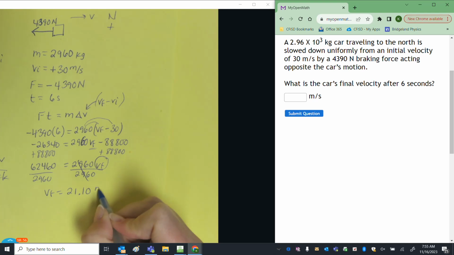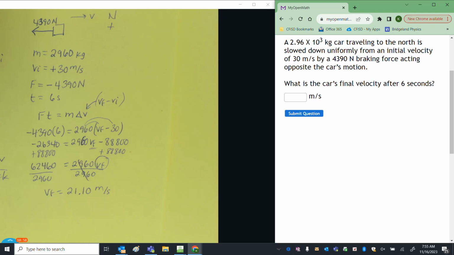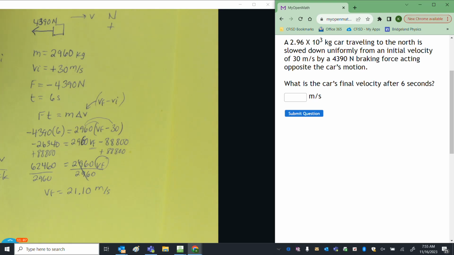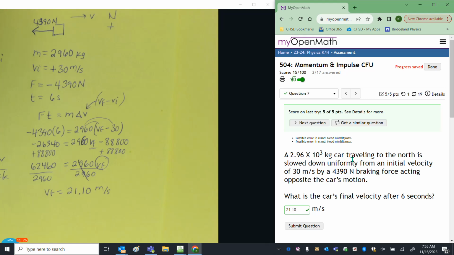21.10 meters per second. Okay, now if I had solved for the change, I would have gotten a negative change, and then I could have worked with this and the change. So my velocity was 30. If my change was negative 10, then my new velocity would be 20. But I just went ahead and plugged it in here to solve for it directly. So I got 21.10. Submit. Okay, that was number 7.